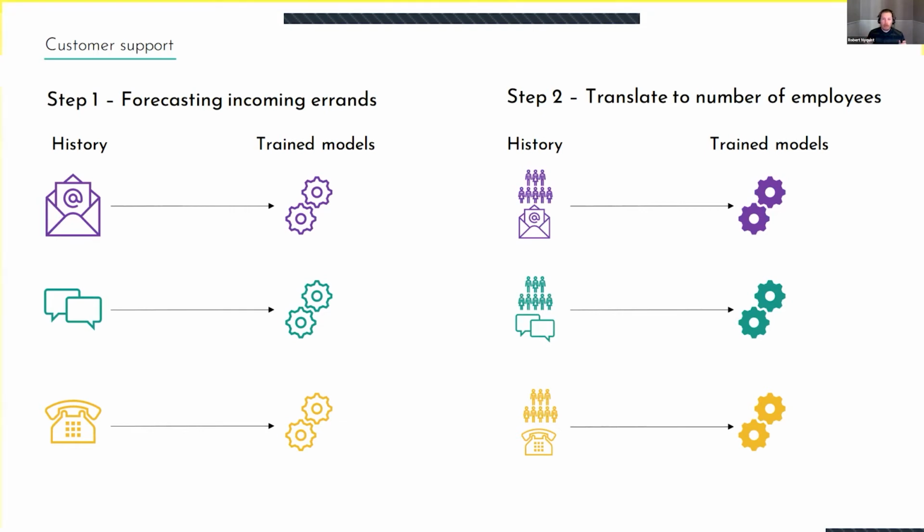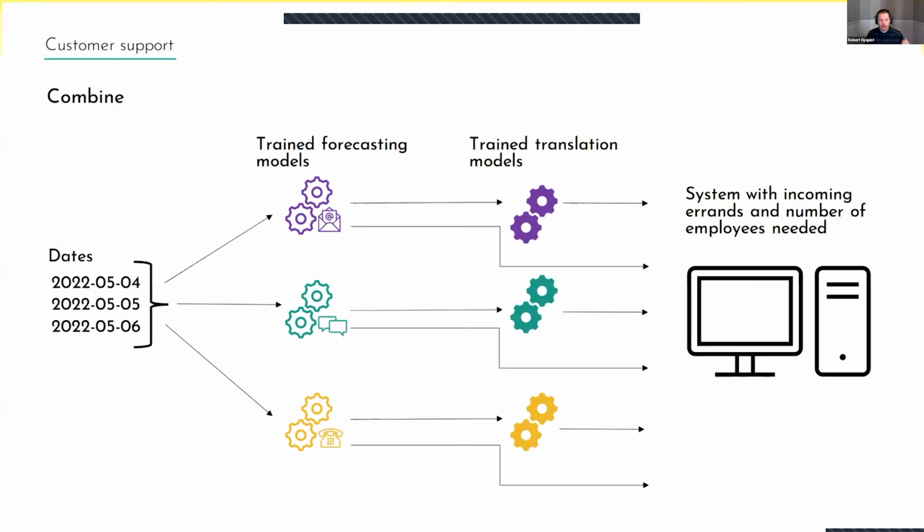So there are 2 steps in this one, which you then combine to create a whole system for the company to use. Given dates as inputs to the trained forecasting models, the models say how many errands for each group. That is passed to translation models that translate the amount into people, and then all of this gets into a system with incoming errands and number of employees needed.